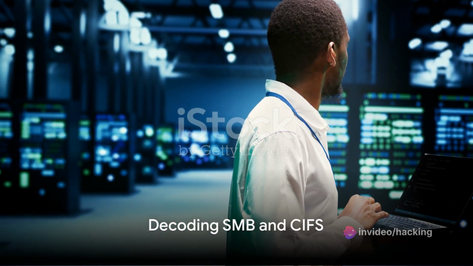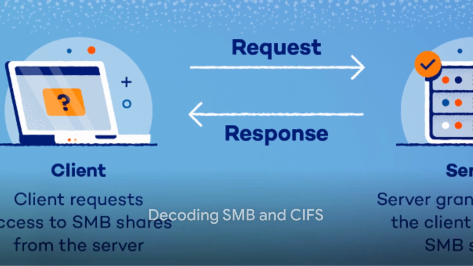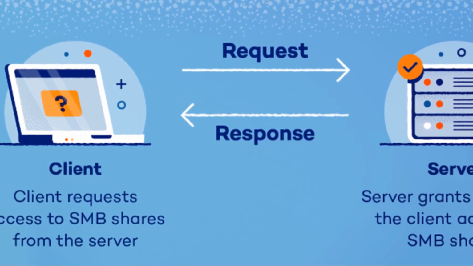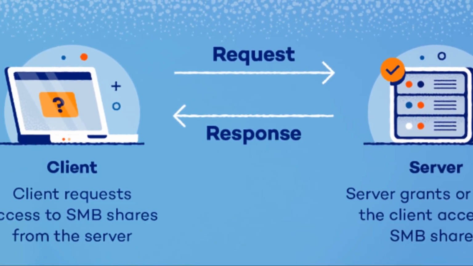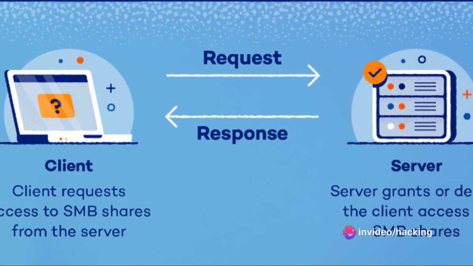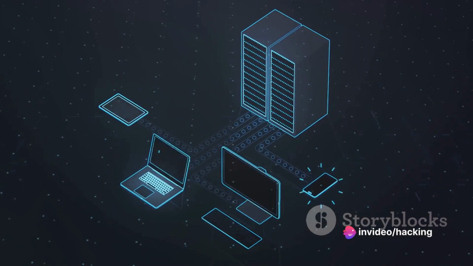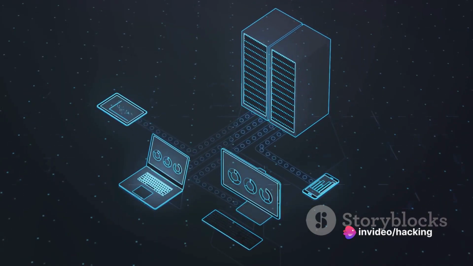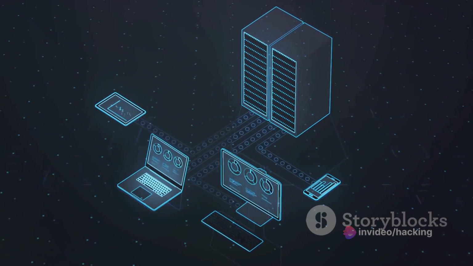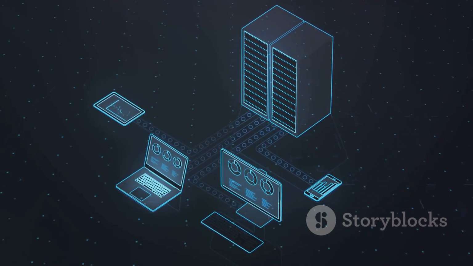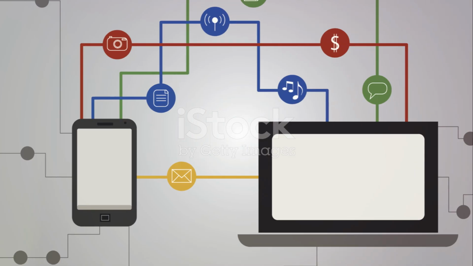Server Message Block, or SMB, is a communication protocol used for sharing access to files, printers, and other resources on a network. Now, to understand SMB, imagine it as a language that devices on a network use to speak to each other. It's like English or Spanish, but for computers.